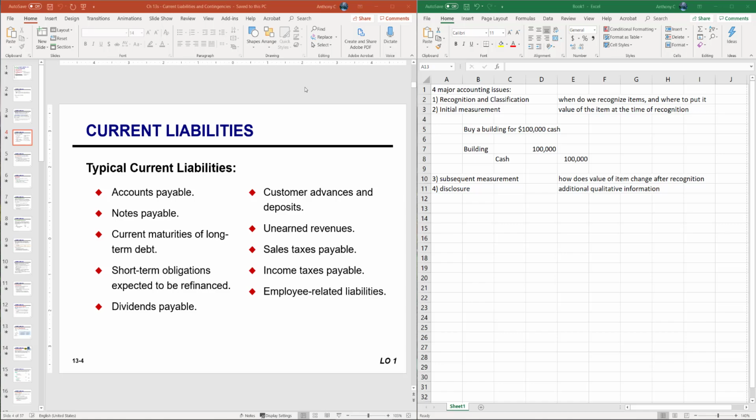So the next slide just has all the current liabilities that we're going to cover in this chapter. We'll skip some of these topics, but we will cover most of them. I'll let you know as we go through the topics which ones we're going to skip.